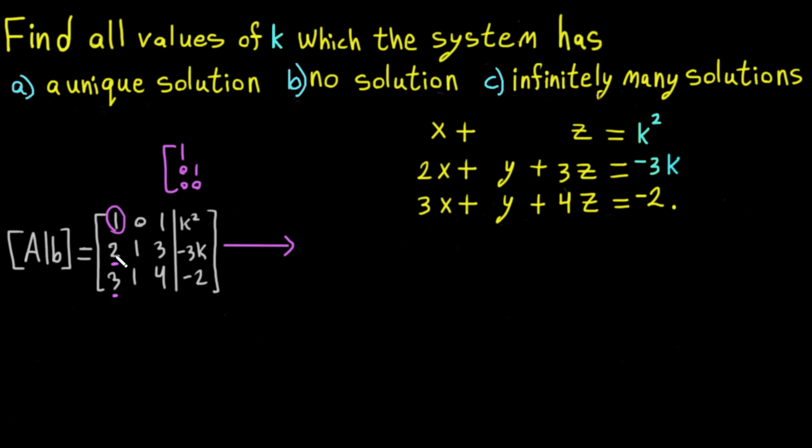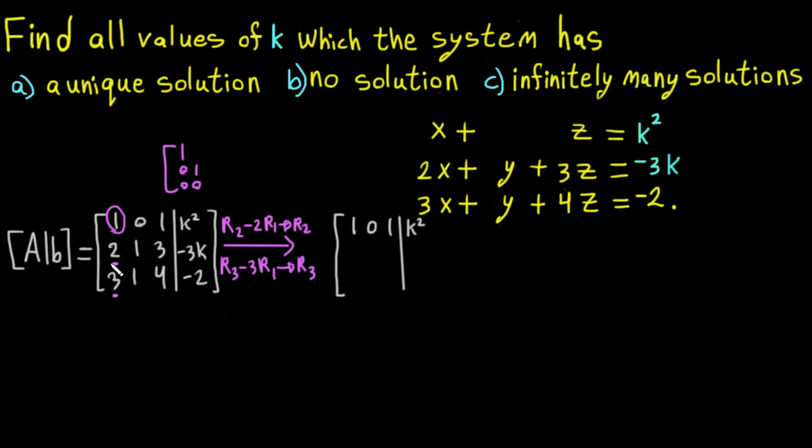Here we have to make this one 0, so row 2 minus 2 row 1 in R2, and row 3 minus 3 row 1 in R3. Let's go back to the color. The first row will be the same.